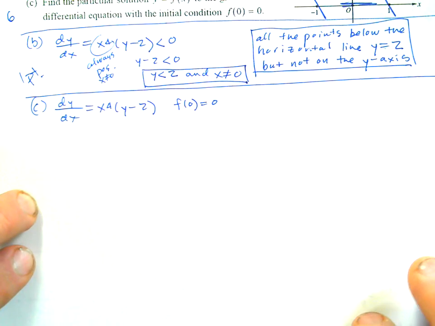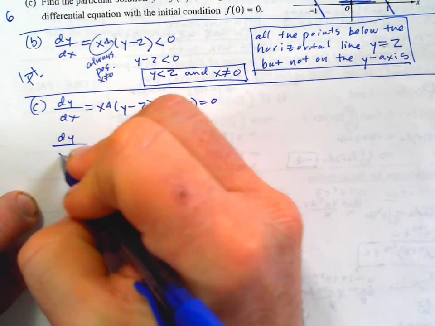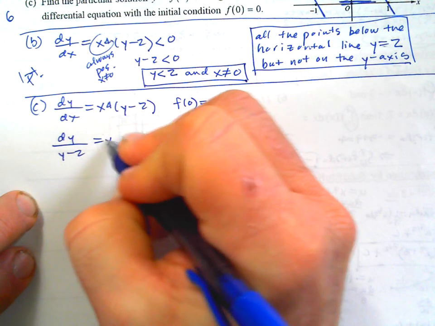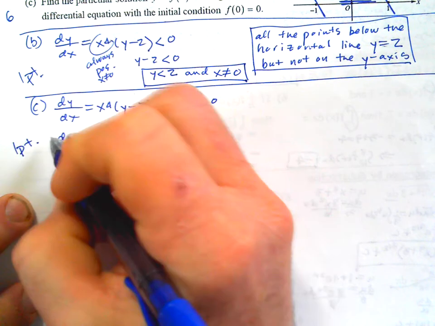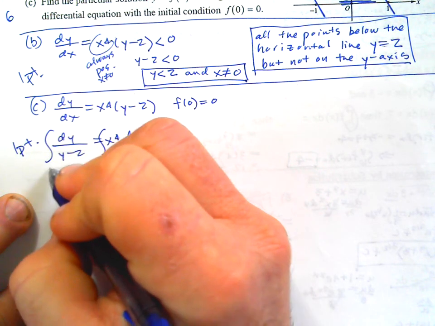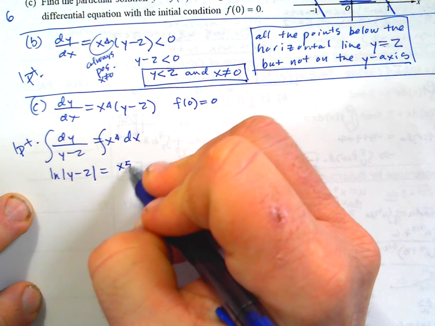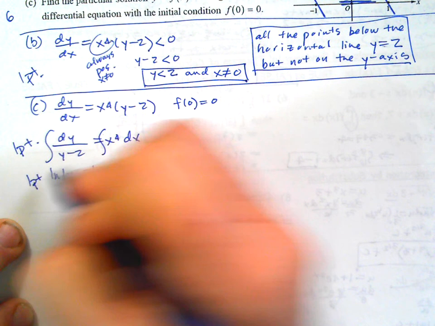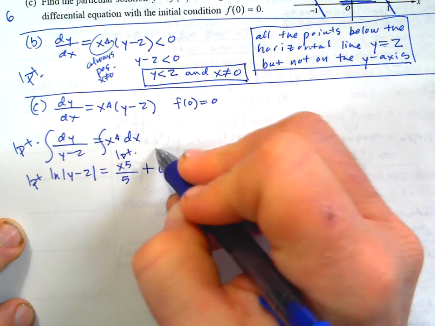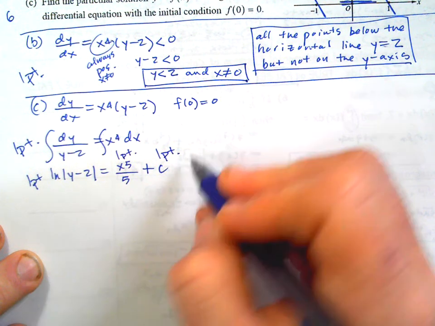And so we got to separate the variables. That's a point. If you don't do it, 0 out of 6 points. Okay, integrate both sides. Natural log of the absolute value of y minus 2 is x to the fifth over 5 plus c. That's 3 points right there. 1 point, 1 point, 1 point. If you don't put plus c, you lose the rest of the points.